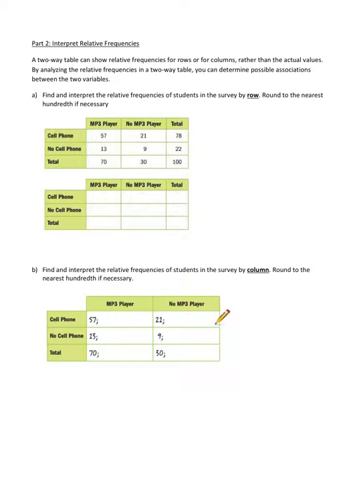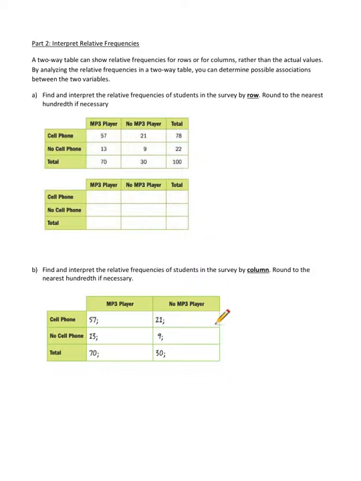Okay, welcome back. A two-way table can show relative frequencies by rows or by columns, again, rows go across, columns go up and down, rather than the actual values. By analyzing the relative frequencies of a two-way table, you can determine possible associations between the two variables. Letter A. Here's the same thing we did on the front. It's number of cell phones, and that's why we did it on the front, so you wouldn't use this. Find and interpret the relative frequencies by row. Round to the nearest hundredth.